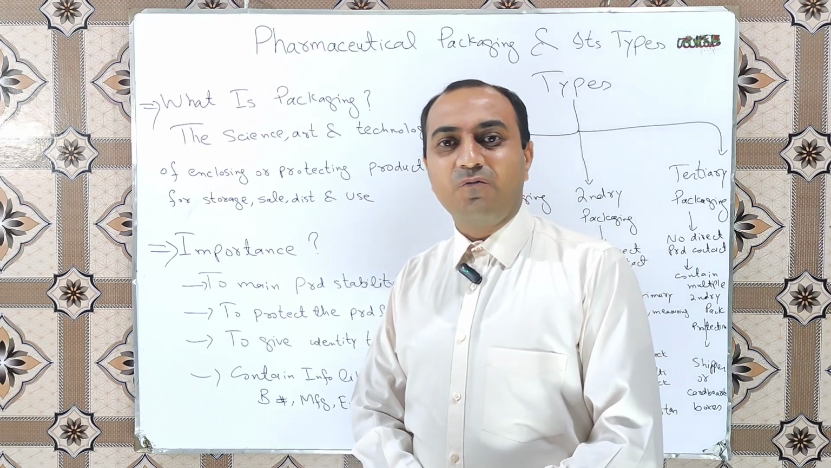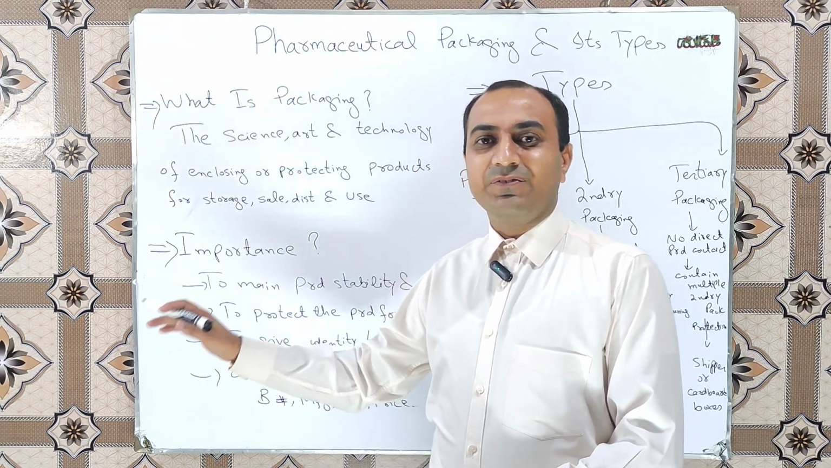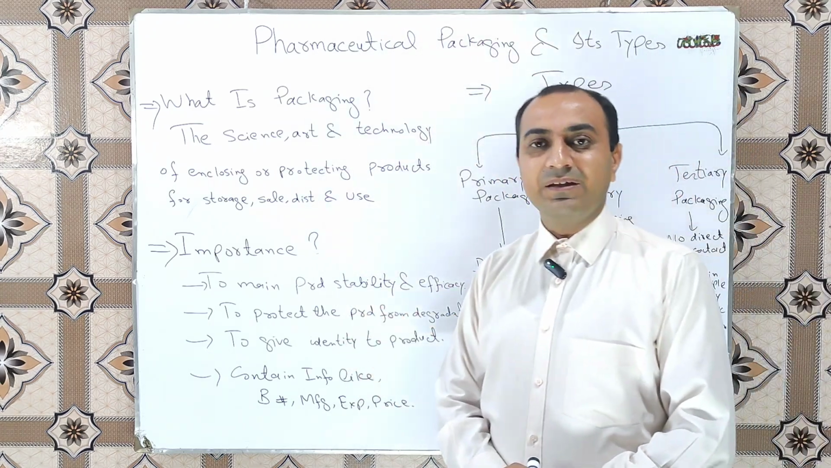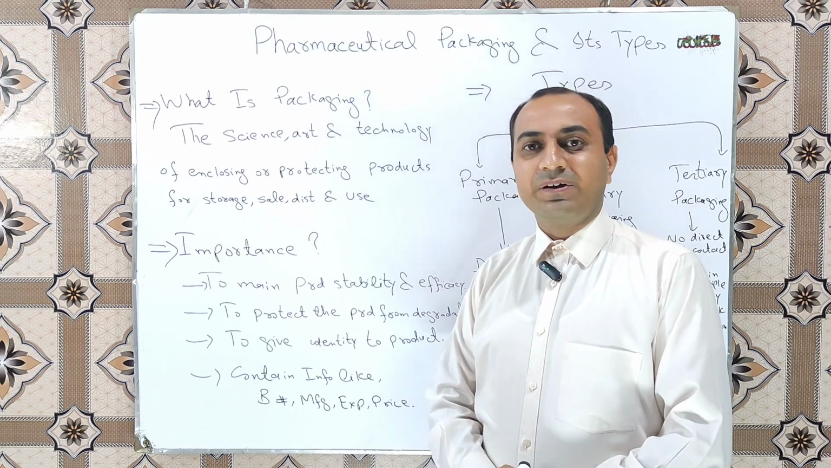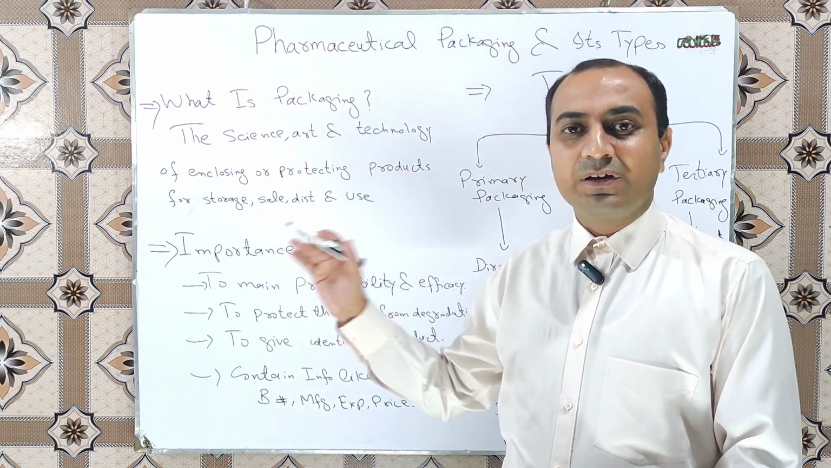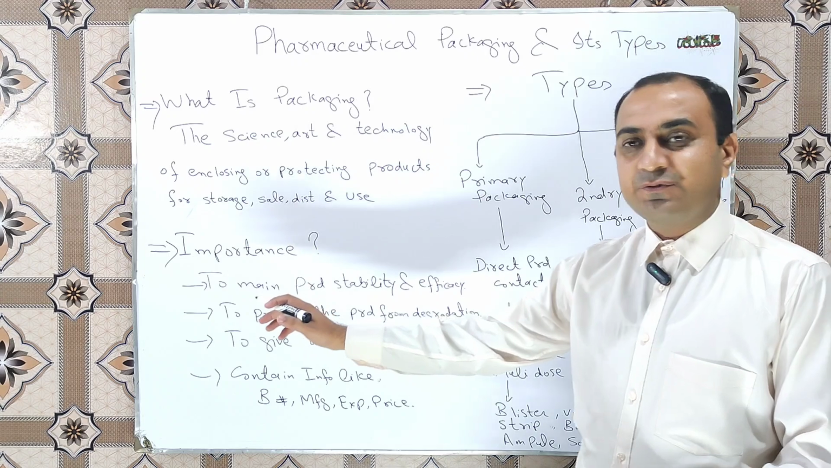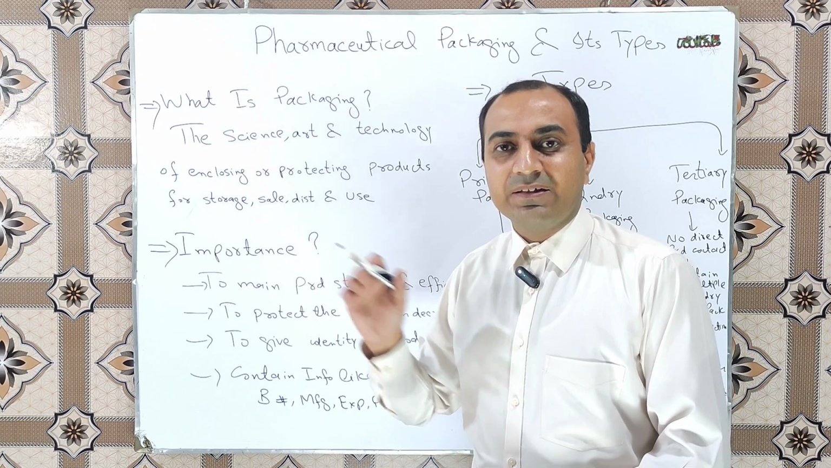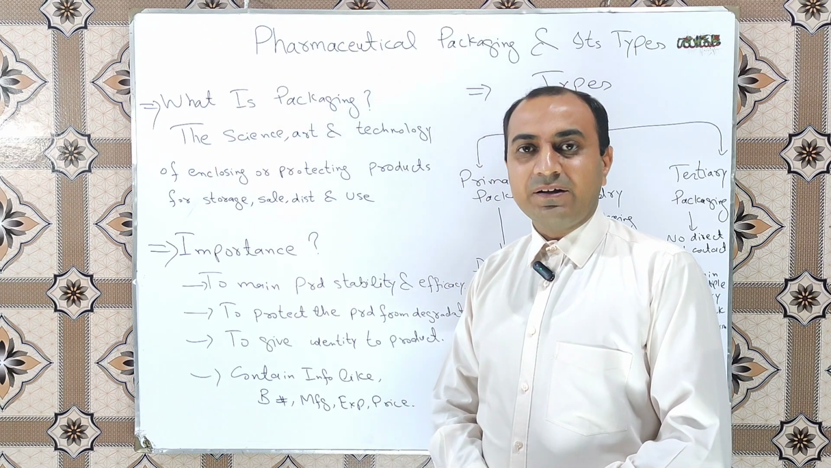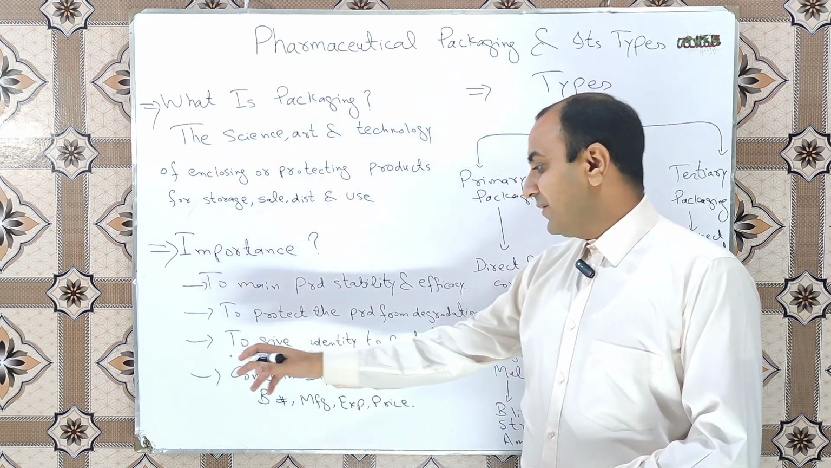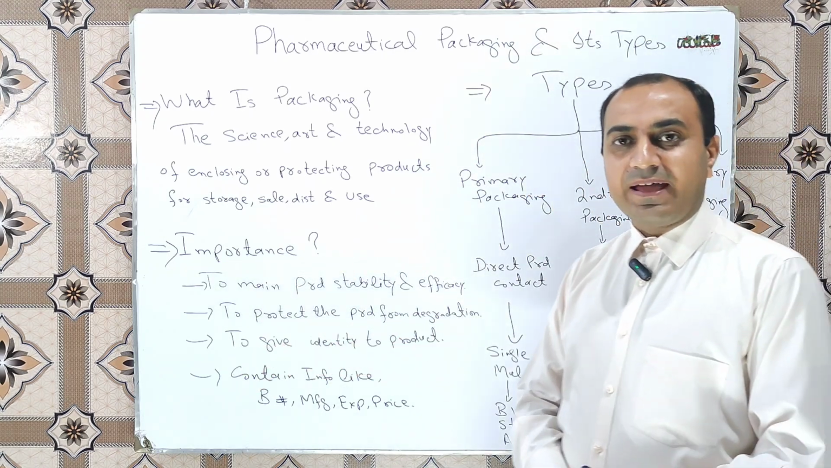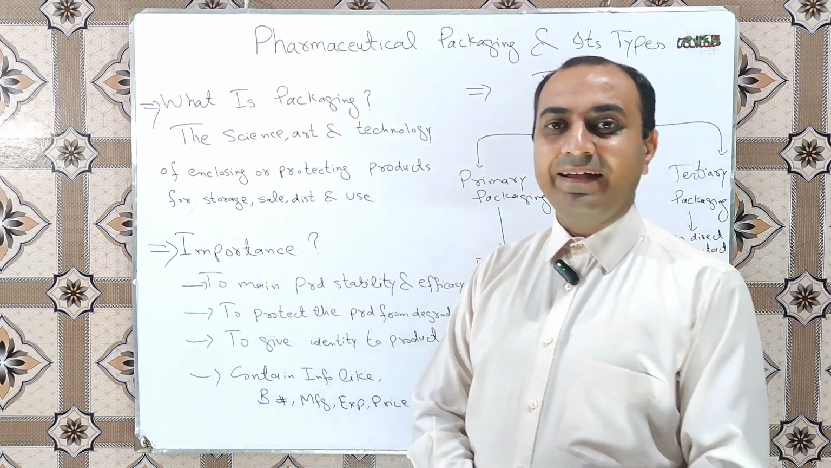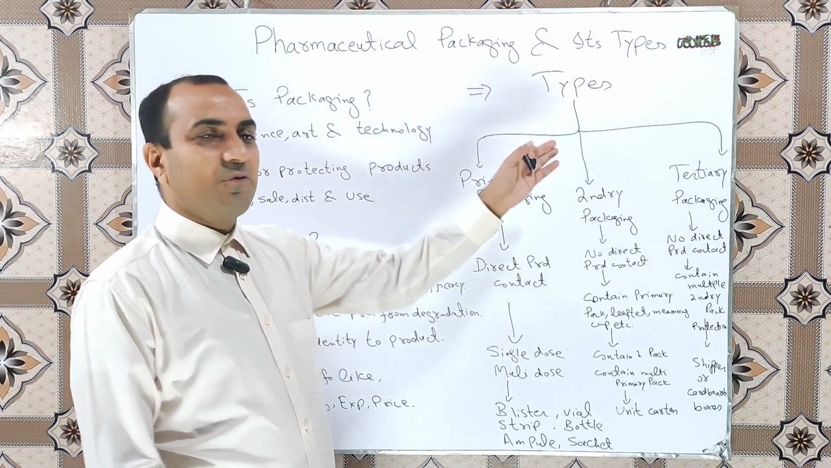What is the importance of pharmaceutical packaging? Pharmaceutical packaging is very important for the drug product stability and its efficacy. That means, to maintain the drug product stability and its efficacy, pharmaceutical packaging is required. Next is to protect the product from degradation. That means packaging prevents the degradation of our product and enhances its stability. Next is to give identity to the product and contain information like batch number, manufacturing date, expiry date and its price.